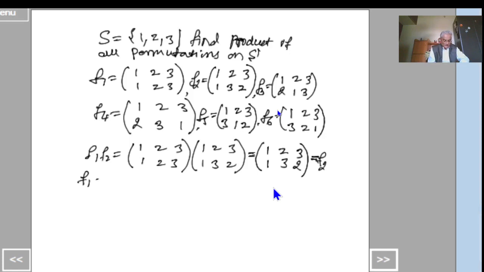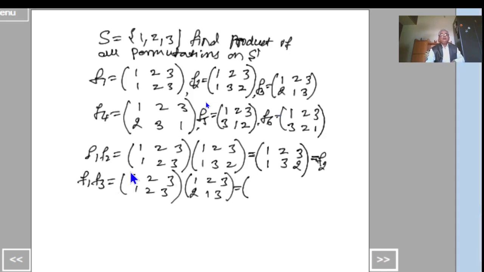Next we find F1, F3. F1 is 1, 2, 3, 1, 2, 3. F3 is 1, 2, 3, 2, 1, 3. Here 1 goes to 1, then 1 goes to 2, so finally 1 goes to 2. 2 goes to 2, then 2 goes to 1, so finally 2 goes to 1. 3 goes to 3, then 3 goes to 3, so finally 3 goes to 3. So this is 1, 2, 3, 2, 1, 3, which is nothing but F3.